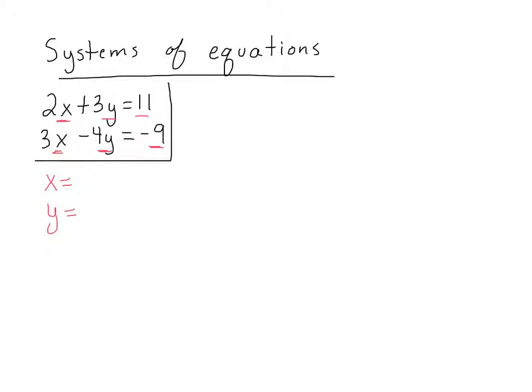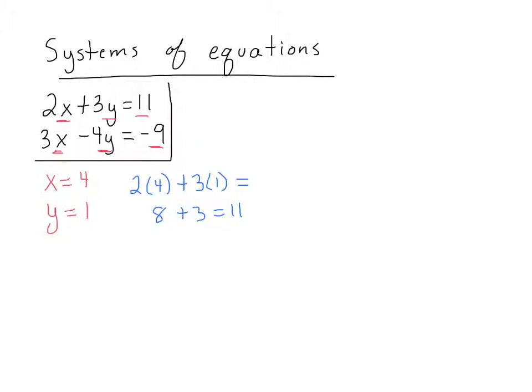Okay? So if you think about a solution that works for the top equation, let's say x were 4 and y were 1. That would work, wouldn't it? Let's plug 4 and 1 into the top equation. 2 times 4 plus 3 times 1. And the question is, does that equal 11? Well, 2 times 4 is 8, plus 3 does equal 11.